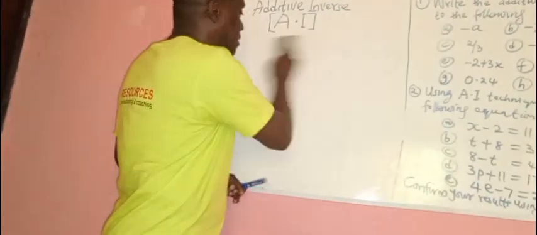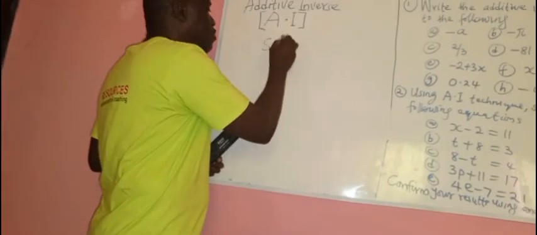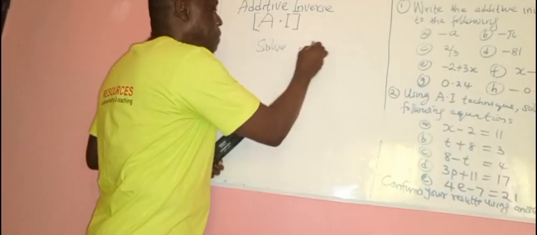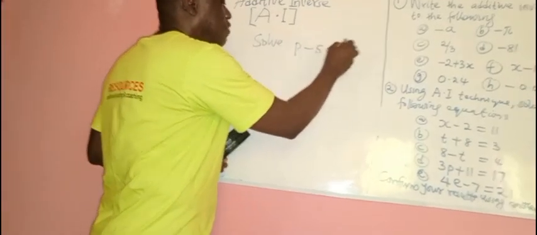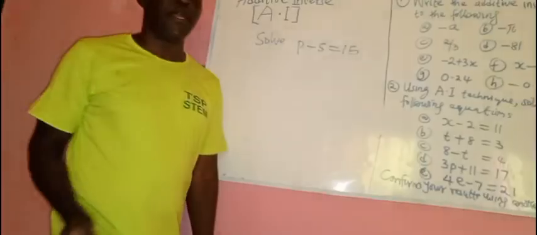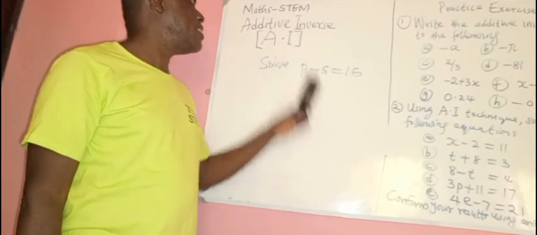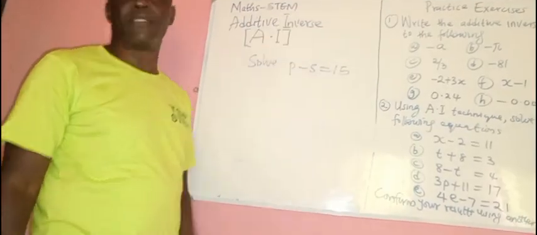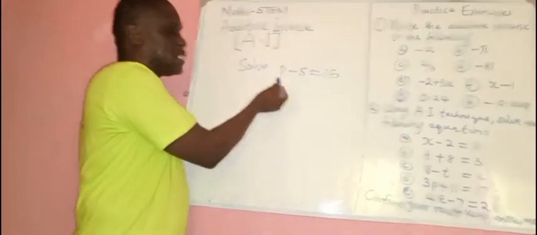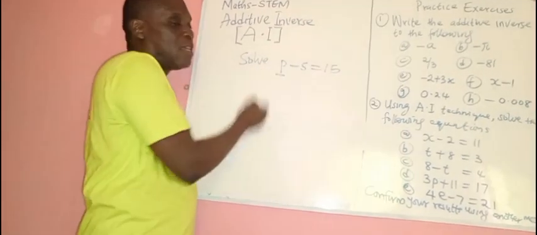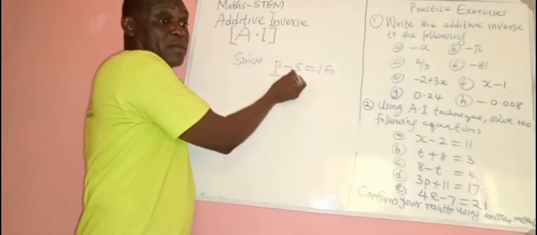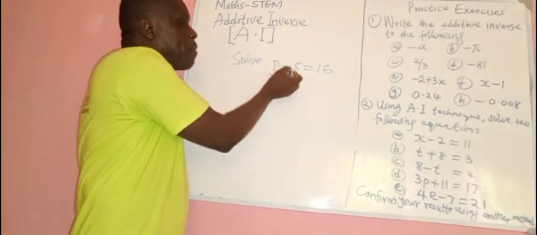Two more examples. As we round up this, I believe you are getting it. Okay, now look at this. Solve this equation: P minus 5 is equal to 15. Using the concept of additive inverse, what is attached to this P? What we are looking for is this P. We don't want this minus 5. So you need to remove this minus 5.